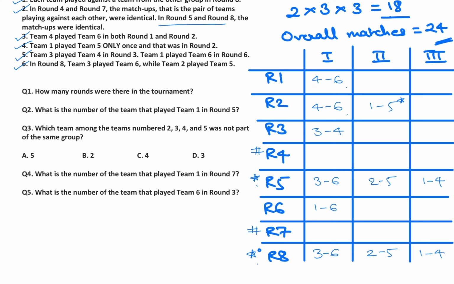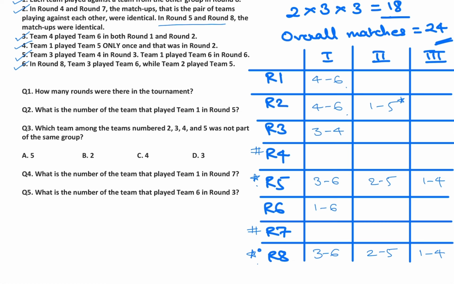So I'm ready with my table. Now I can go ahead and see what the questions are. Question number 1 says, how many rounds were there in the tournament? We know that there were 8 rounds in the tournament. So we get question number 1. Question number 2 says, what is the number of the team that played team 1 in round 5? In round 5, the team that played team 1 is 4.